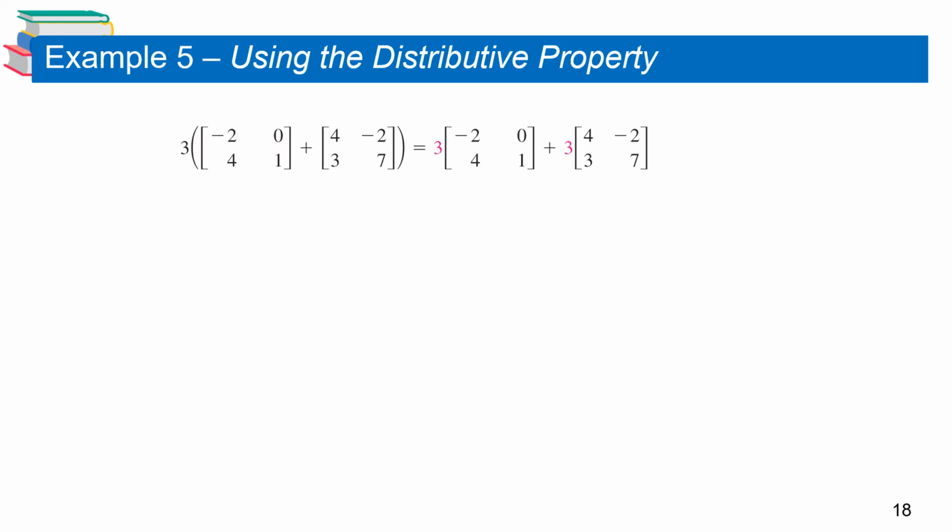All right, so here's another example just to show some of those properties that we saw on the last slide. And so basically, again, I can either add the two matrices first and then multiply by the scalar, or I can distribute the scalar into both matrices. In this example, I chose to multiply into each of the matrices. And so when I do that, I end up with negative 6, 0, 12, 3, plus 12, negative 6, 9, 21. Now I can add the two matrices together to get 6, negative 6, 21, 24.